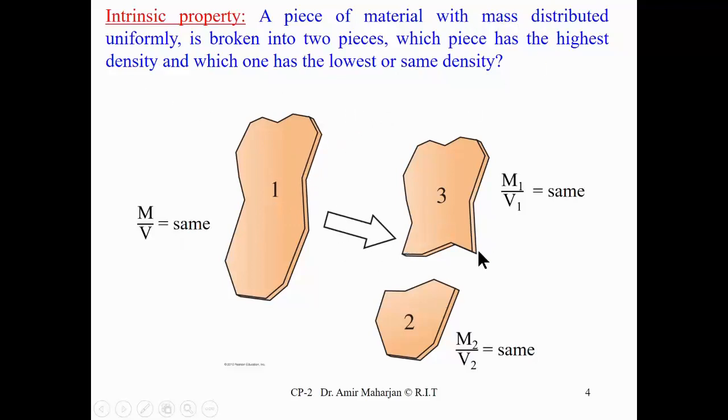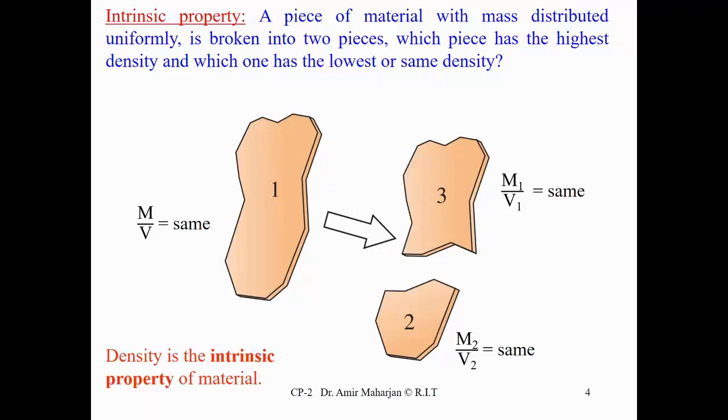Here's an example. Density is the mass per volume ratio. Even if this is a bigger piece, its mass is bigger, but the volume is also bigger, so the mass per volume ratio remains constant. Same thing for the smaller piece. The mass per volume ratio for a given substance having a mass uniformly distributed remains constant, so it's an intrinsic property of the matter.